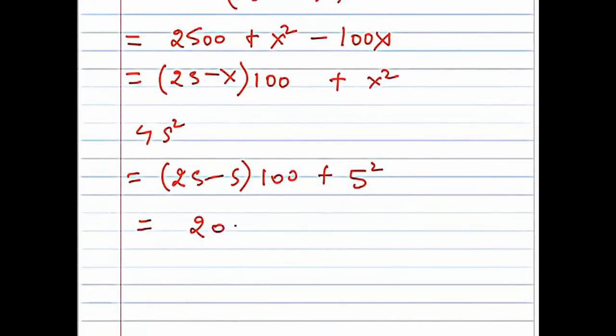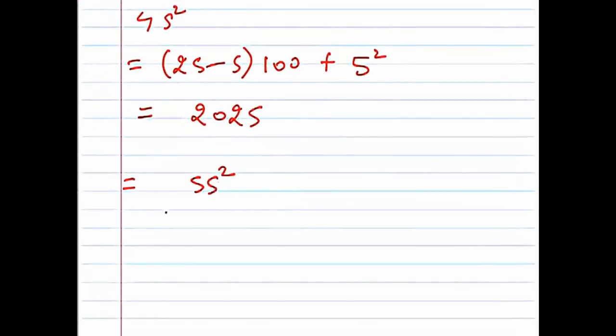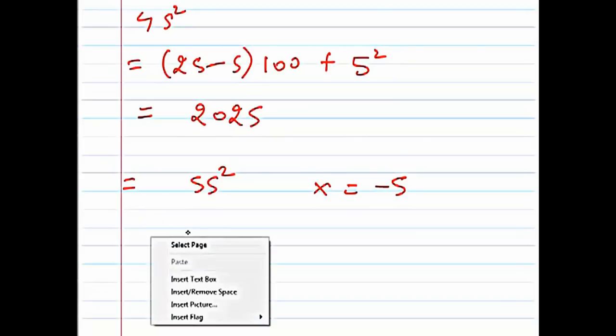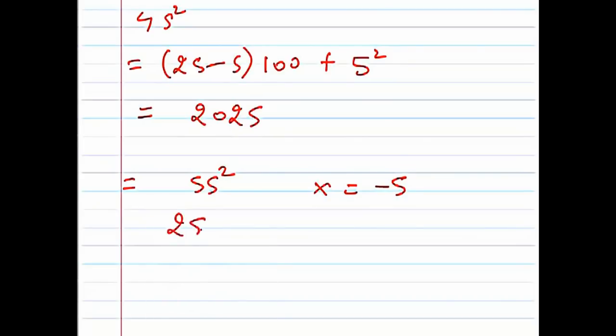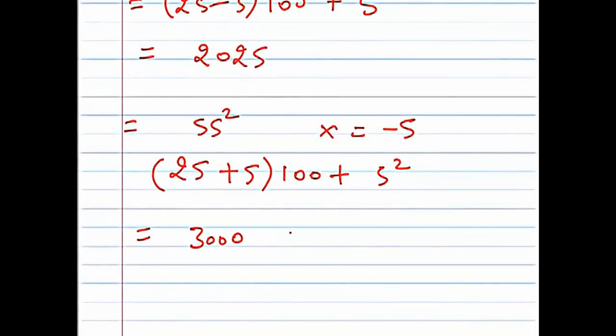This is equal to 2025. And if I have to do the 55 square, then I have to just write x is equal to minus 5, and then I can do (25 plus 5) into (100 plus 5) square. That will be equal to 3000 plus 5 square, which is equal to 3025.